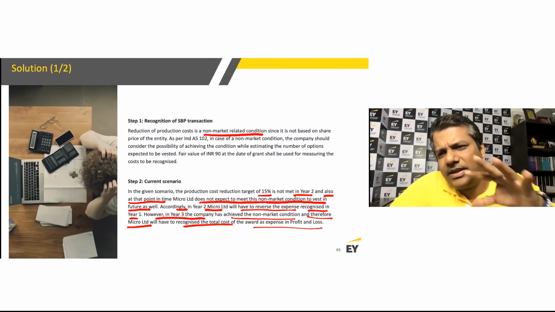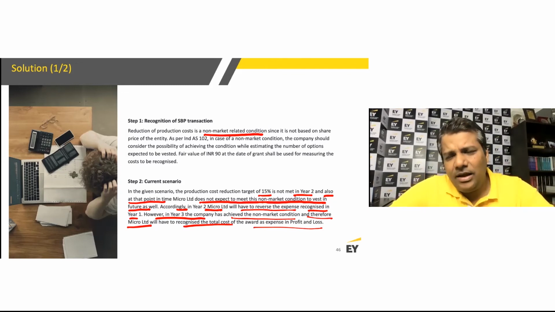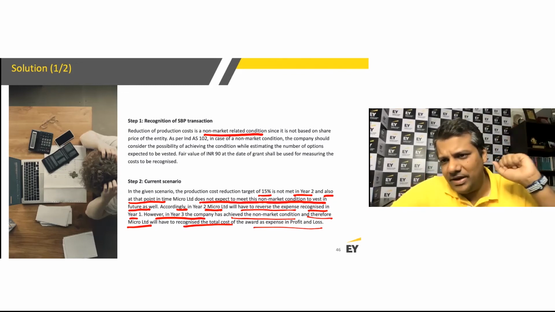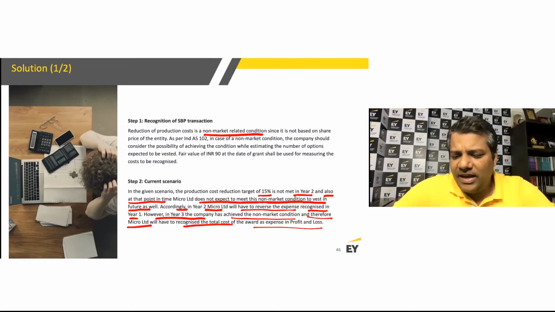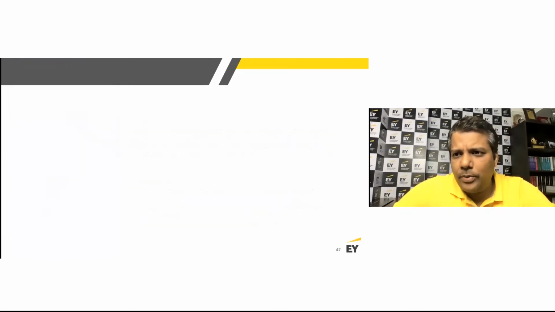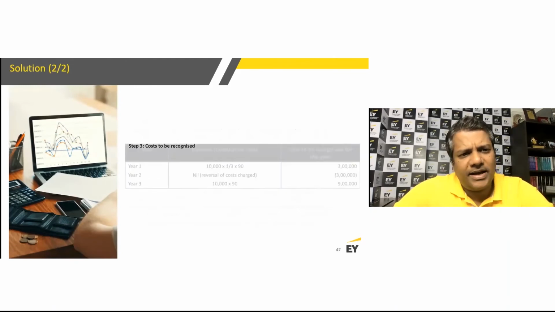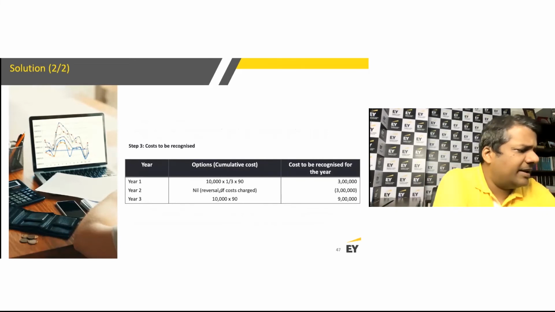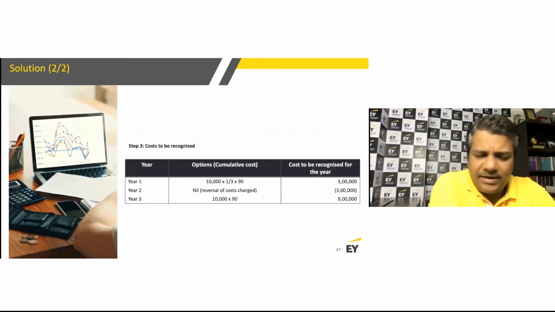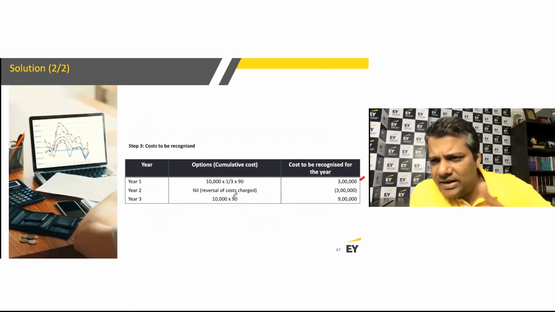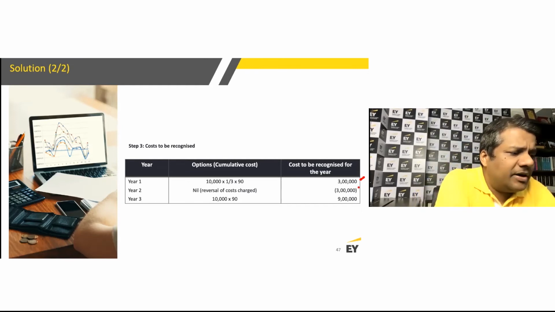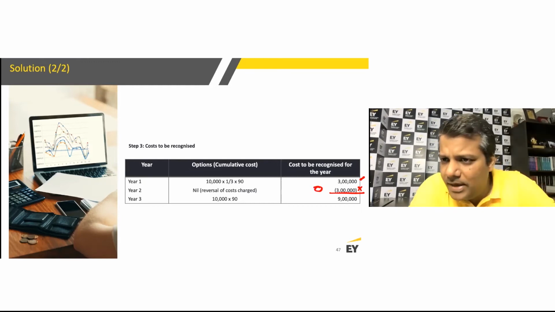It results in a significant amount of volatility because of your changing estimates. So let's look at how the accounting entries will flow in year 1 to year 3, right? The cost to be recognized in year 1, I'm going to record 10,000 into 1/3 by 90, which is 3 lakh rupees. In year 2, now I said it is not likely to vest. So, it's a non-market performance condition, I'm going to reverse this entire thing. That means it is 0. The cumulative cost has become 0.